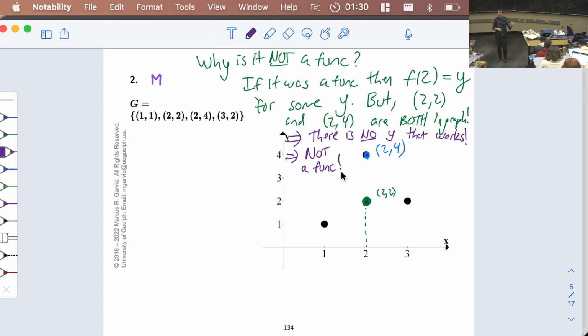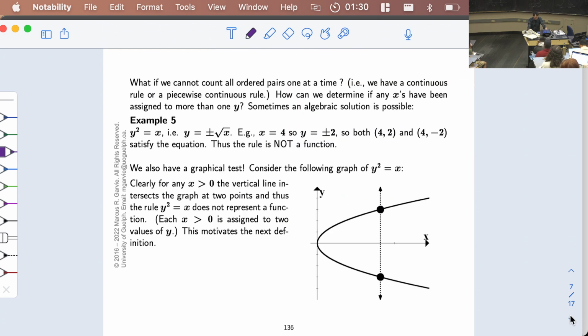The function, if it was a function, can only have one value. If it has two values, that's a contradiction. It cannot possibly be a function. So this one is just not a function. Okay. So down here is the vertical line test.